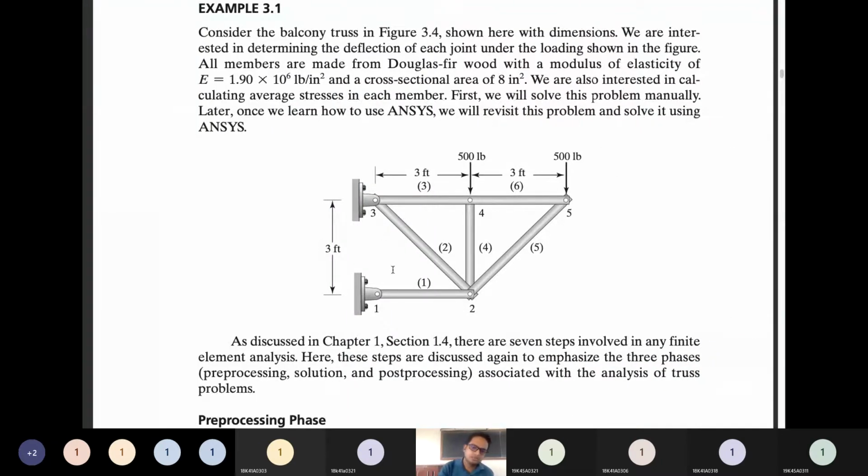So here in this problem, you can see we have 1, 2, 3, 4, 5, and 6. 6 elements we have here, and for this we have 1, 2, 3, 4, and 5 nodal points. Okay. So as we have discussed yesterday, can anyone tell me in the class how many degrees of freedom will be there for one truss element?